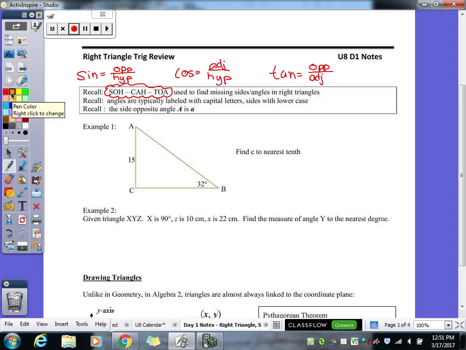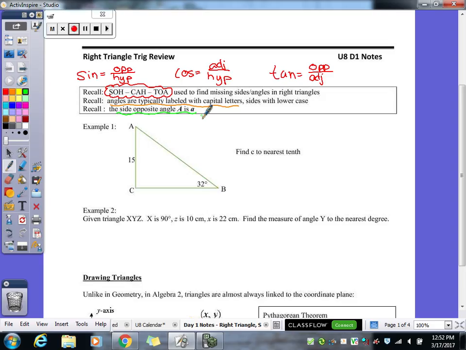So, a couple other things for you to remember. Angles are your capital letters. Your lowercase letters are your sides. So that's how we can tell the difference between a capital A and a little a. Capital A would be your angle. Little a would be your side. The side opposite of angle A is what we call your side A.